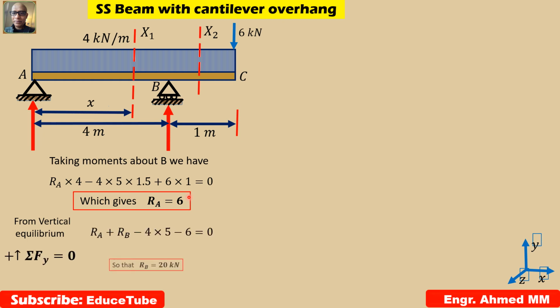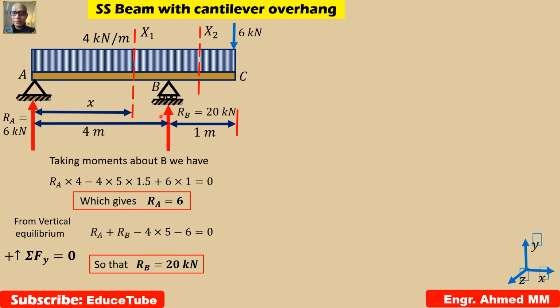From vertical equilibrium, now we can use summation of Fy because we already know one reaction. So using this, RA plus RB, as well as 4 into 5, this load downwards negative, and this concentrated load negative, we get RB equal to 20 kilonewtons. So these two values I marked here: RA equal to 6 kilonewton, RB equal to 20 kilonewtons.